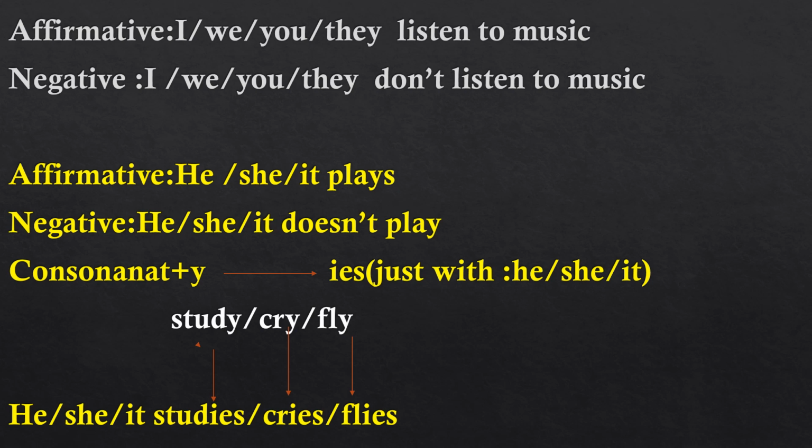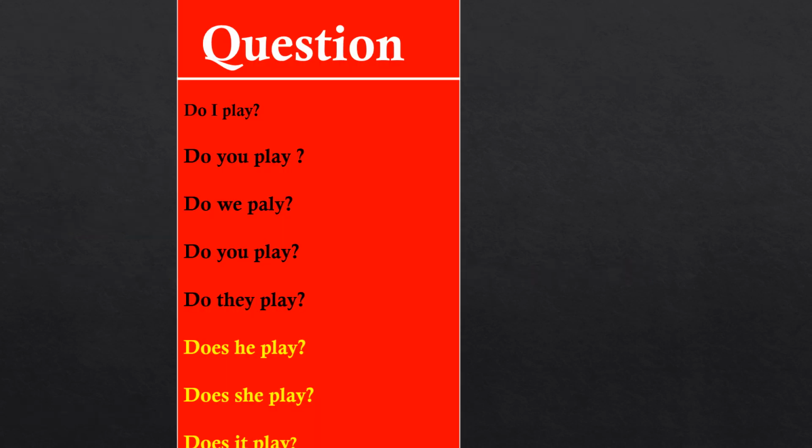Consonant plus y. We use ies just with he and she and it. And we say he, she, it studies. He and she and it cries. He and she and it flies. So study becomes studies, cry becomes cries, and fly becomes flies with he and she and it.